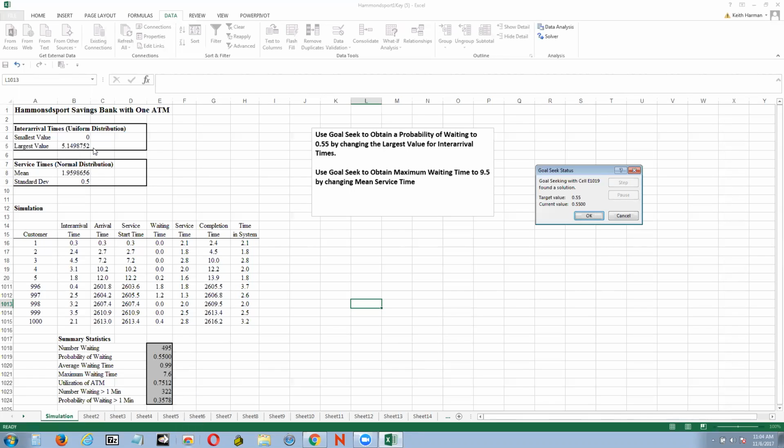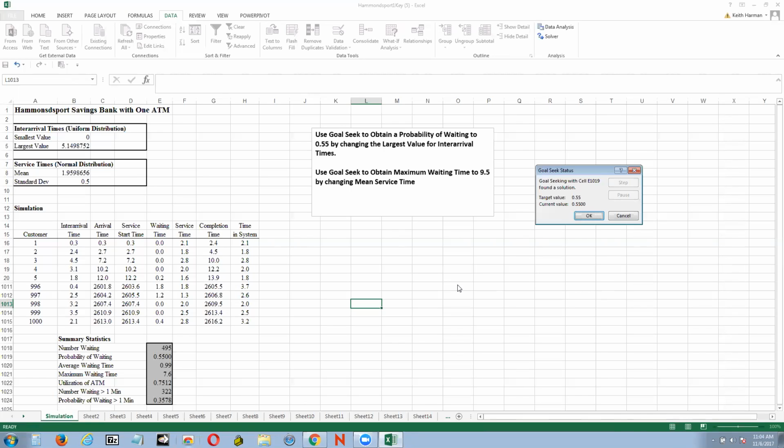And that's 5.149. When you think about it for a moment, we're upping that mean time, so we're going to be increasing the enter arrival times.